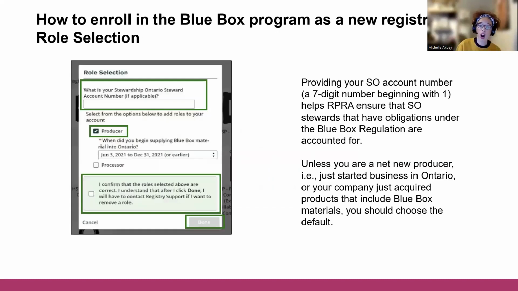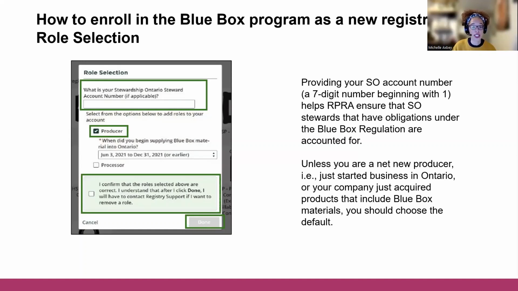So as a part of choosing to register in the Blue Box portal, you need to identify your role within there. There's only three roles in the Blue Box portal. There are producers, there are processors, and there are PROs. PRO registration, we all know what a PRO is. Hopefully, we know what a PRO is. So we're not going to talk about PROs today. But by and large, most folks should just be choosing producer.